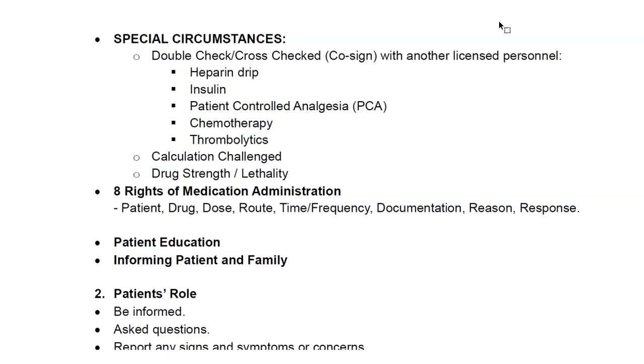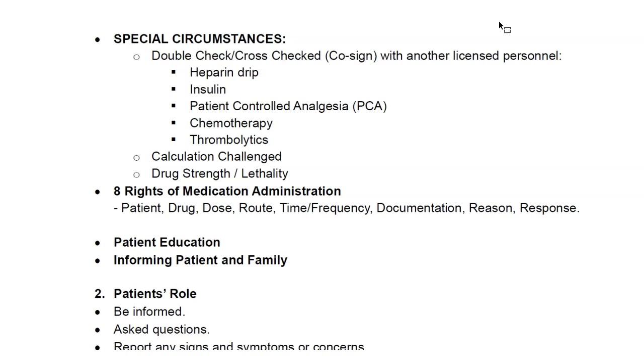Anyway, 8 rights of medication administration. I'm sure you guys already know by now. This is something that you have to know from the beginning of this program till the end of the program and when you're practicing as a nurse. So 8 rights of medication administration. Basically, these are the things that you have to verify and know before administering a medication in order to ensure that it's safe to give to your patient.